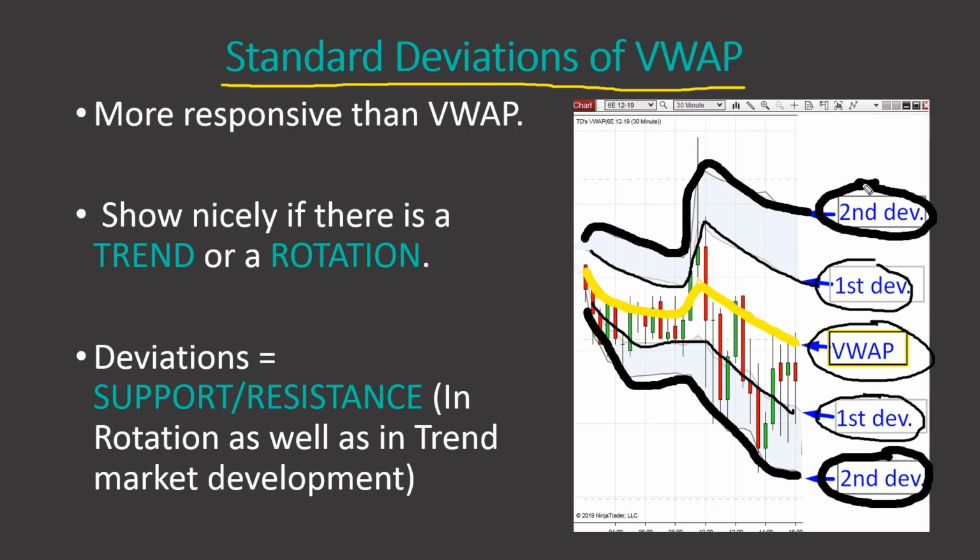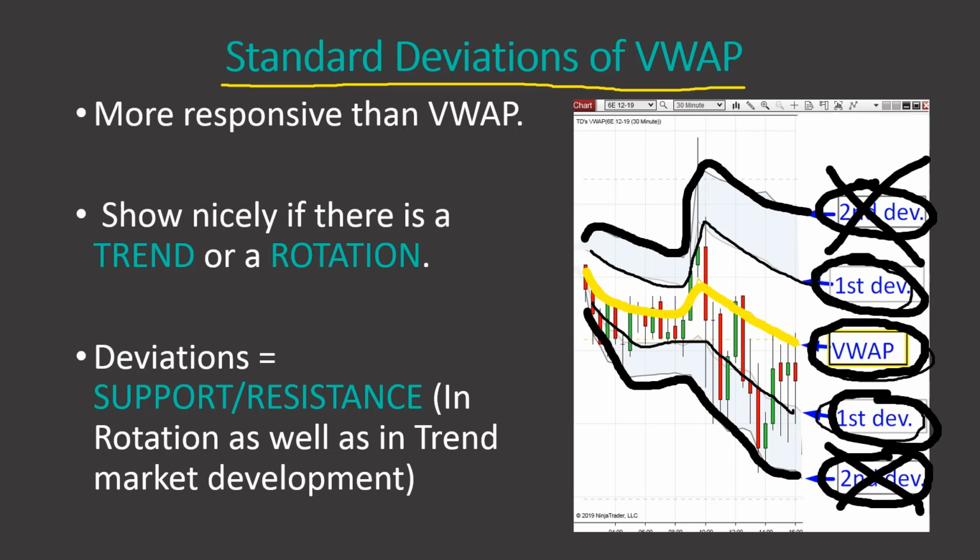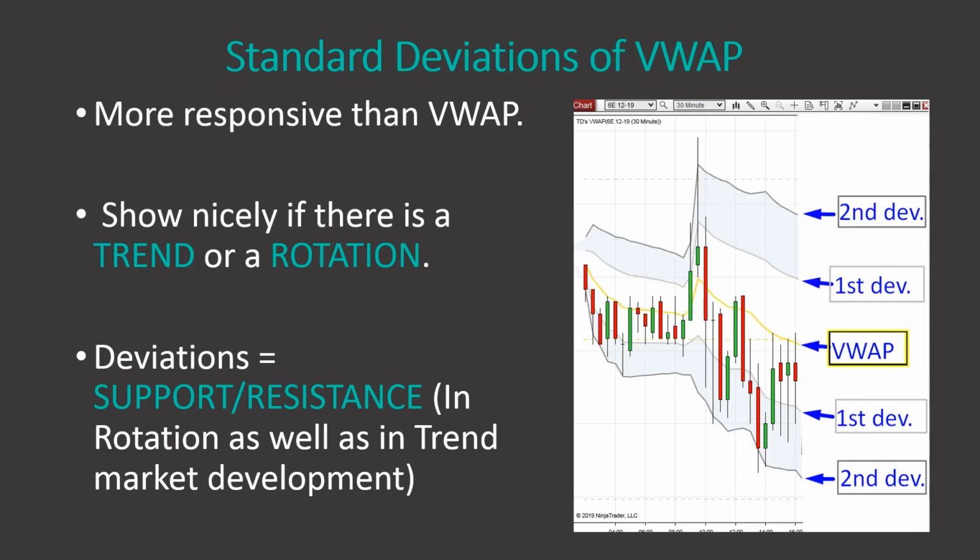Now, in my trading and in the strategies which I'm going to show you today, I'm not really into using the second deviations. Some traders use them. I really don't. I prefer just to use the first deviations and also the VWAP. You can turn those on or off in the software, so no problem with that.